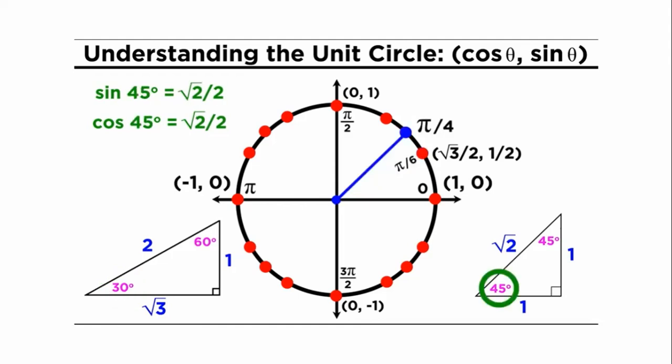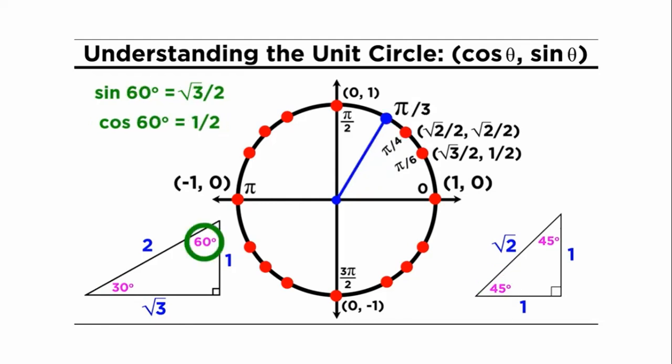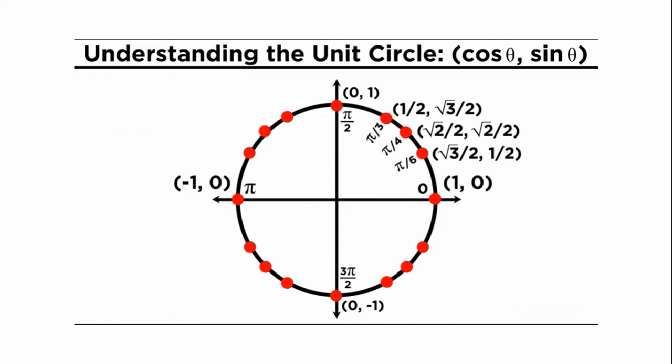For quarter pi, we have this other special triangle, and both the sine and cosine of 45 are √2/2. So these are the coordinates of this point. For 2 pi over 6, or pi over 3, we have the same values as for pi over 6, but reversed, since it's the same triangle, just looking at the other angle. That means that these are the coordinates of this point. And that wraps up the first quadrant.